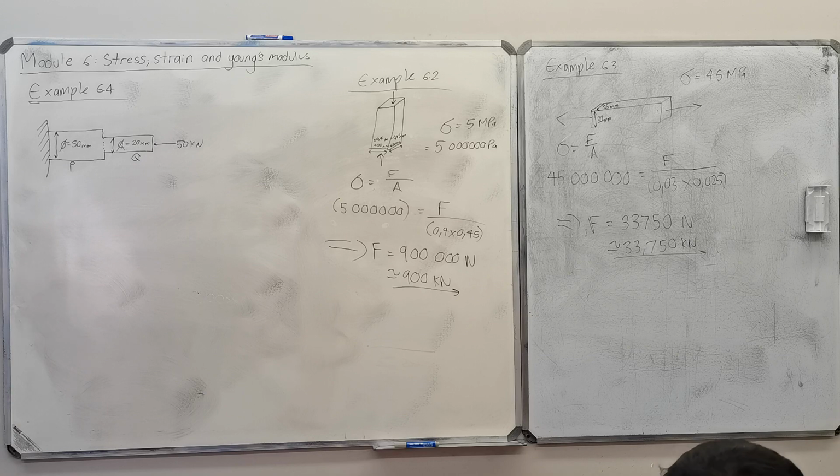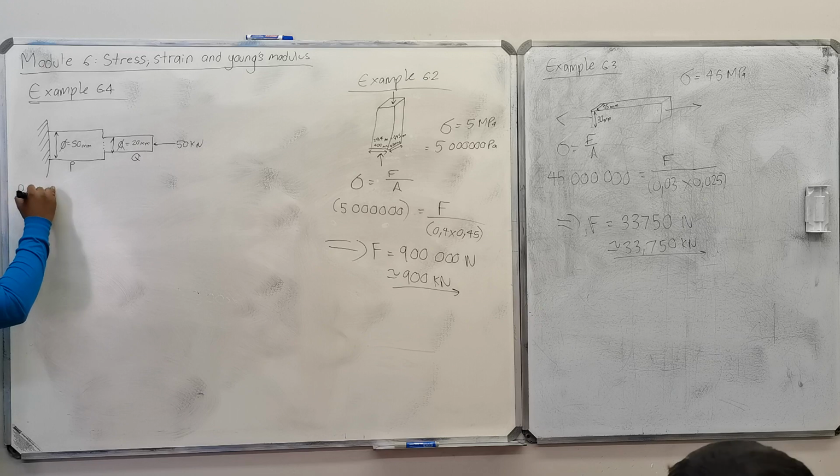That would be diameter. So looking at it, what would be the cross-sectional area? This is basically a cylinder, right? The cross-sectional area of the cylinder is pi r squared or pi d squared over 4. That will be the area. And the force that's being applied to it is 50 kilonewtons. So you just work it out, right?